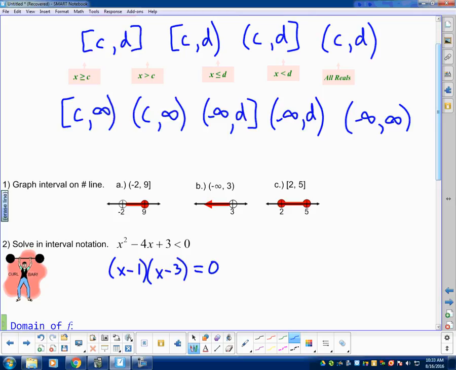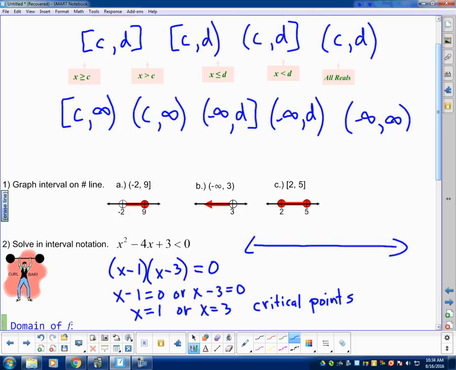So x minus 1, x minus 3, that would mean x minus 1 would equal 0, or x minus 3 equals 0 by the zero product property. So x equals 1 or x equals 3, we call those the critical points in calculus. And those are the boundary points that we're going to break up our number line into. So we take our number line, here is 0 in the middle, here's 1, 2, 3, let's go a little bit past 3 to 4. We've got a couple of critical points here at 1 and at 3.